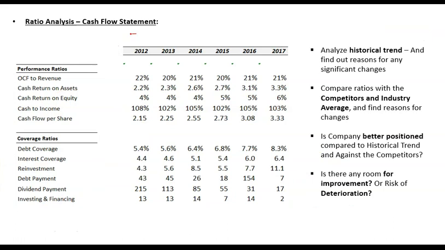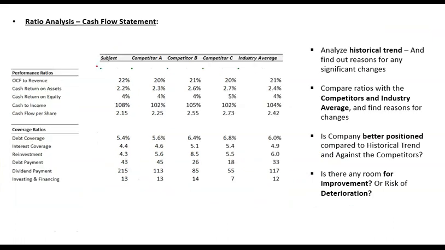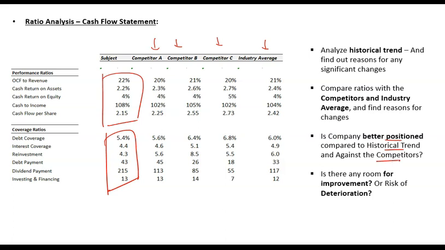So this is ratio analysis with respect to historic trend. Next is ratio analysis with respect to competitors. That is, you calculate ratios for competitors and industry average, and then you compare the subject company against all the industry averages and competitors. Again, you will answer the same questions that you answered in income statement and balance sheet analysis. That is, is the company in a better position compared to historic trend and against competitors or not? And what are the reasons for differences in ratios against competitors and industry average? And is there room for improvement or risk for deterioration?